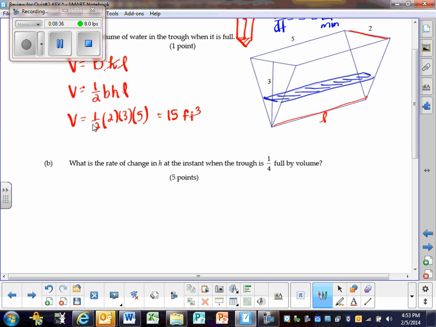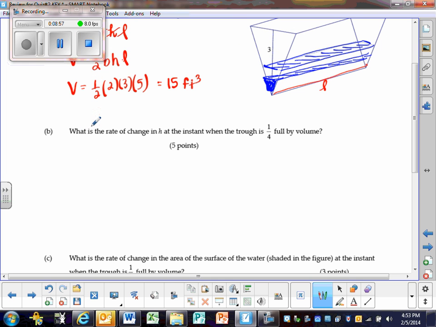So when the trough is a quarter full by volume is going to be something we actually deal with after we take the rate of change. One thing we want to notice about this, regardless of how much water is in the trough, the length of the water in the trough never changes. What does change are the proportional triangles.